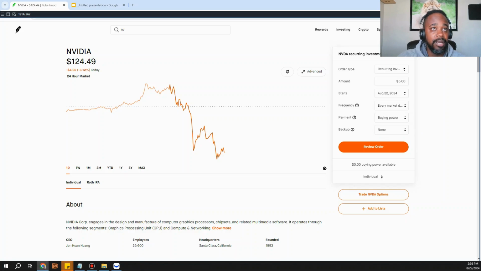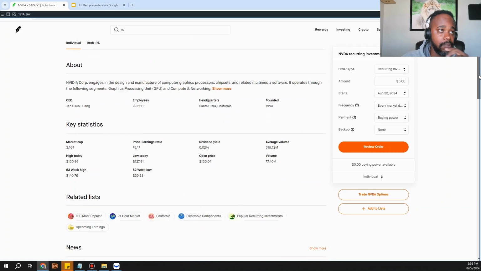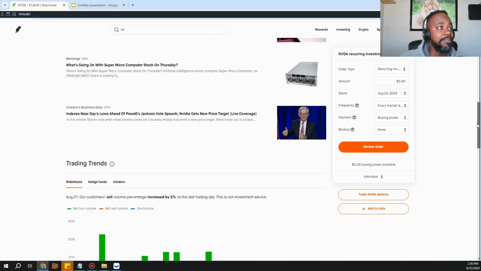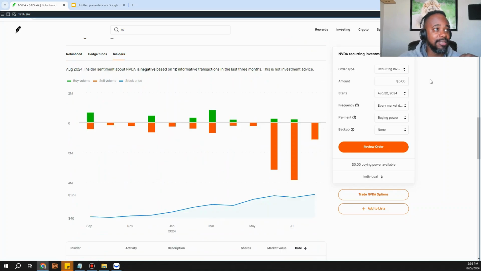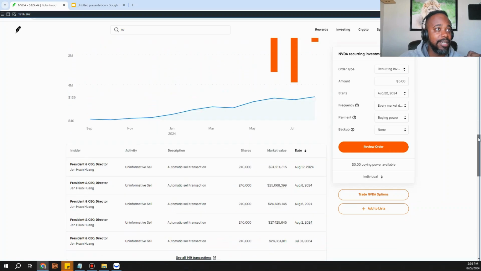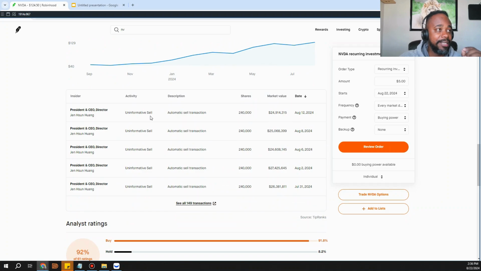Okay. So another thing I want to show you guys on this Robinhood platform, for example, is you get to see what's going on. If you want to know what's going on from the insiders of a company and what they're doing, you'll get to see if someone's buying or selling. And so we can see NVIDIA's CEO, it looks like he sold 240,000 shares on August the 12th. And look how much money he cashed out. Okay. So that's something you can take a look at. If you want to see more, you can do see all.